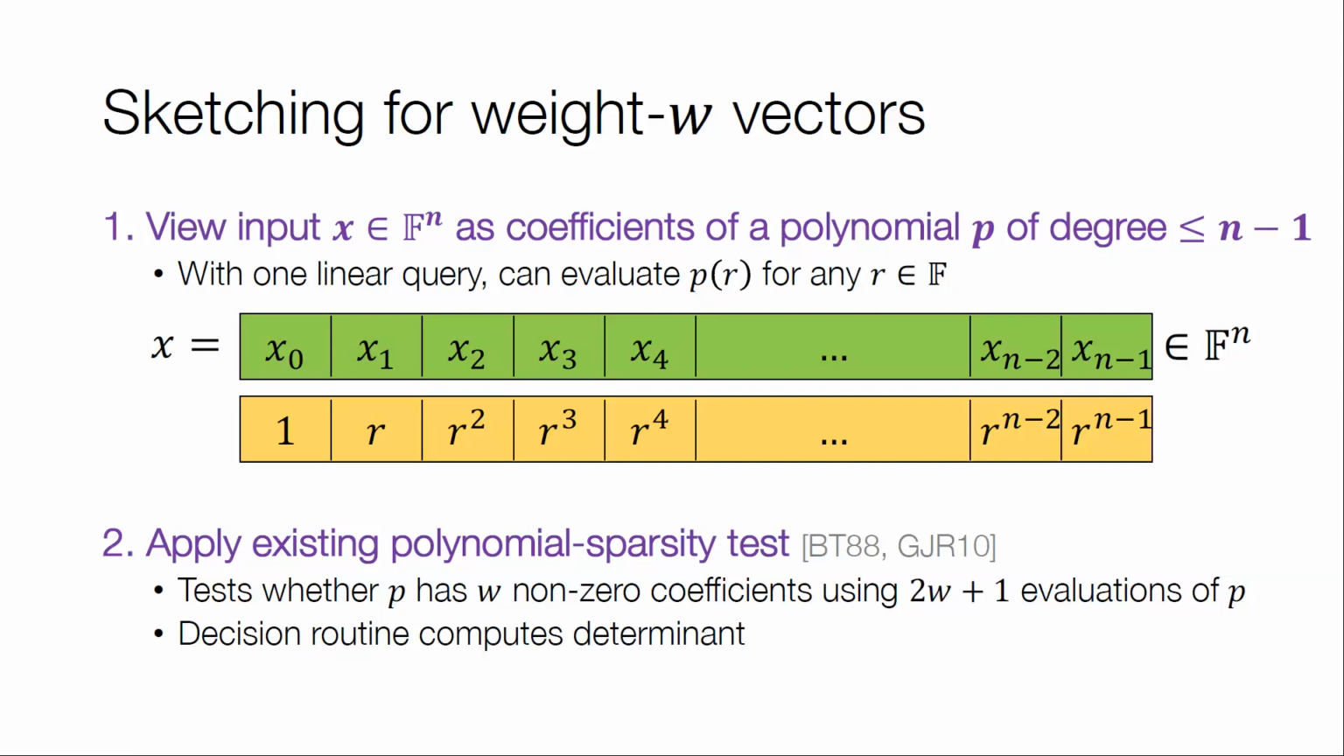We basically run this polynomial sparsity test, and it's going to ask us to make some evaluation queries to the polynomial. The sketching algorithm can make those evaluation queries, and then we just run the decision routine for this polynomial sparsity test, which requires computing a determinant of a little matrix. So that's the idea for that construction.